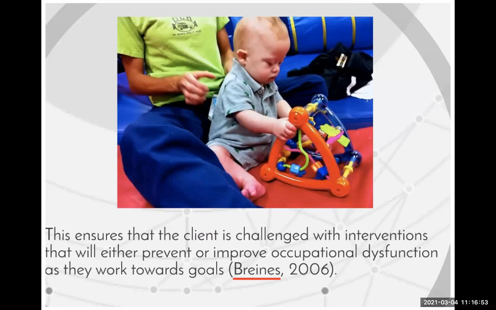Now, every time I start talking about what that means, it makes me think of the Goldilocks story, Goldilocks and the Three Bears. When the bed was too soft, too hard, and then just right, and the chair was too big, too little, and just right. Think about that in terms of an activity.